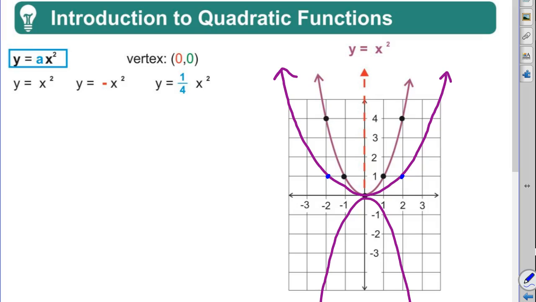So again, learn the first one. Why is the vertex 0, 0? Because technically what we have here is x minus 0 quantity squared plus 0. And so the vertex is at 0, 0.